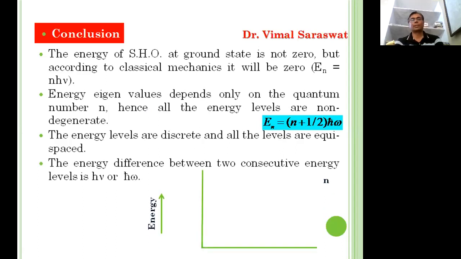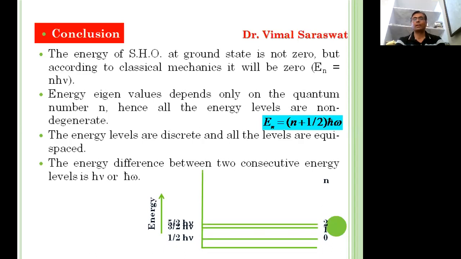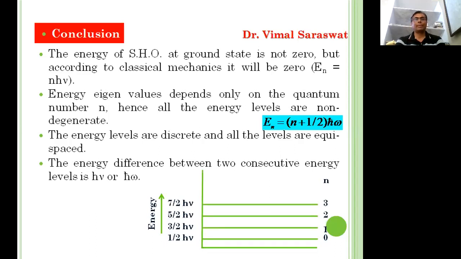Now we are showing here the energy levels. When n = 0, the energy is ½hν or ½ħω, which is the zero point energy. When n = 1, the energy will be 3/2 hν or 3/2 ħω. n = 2, the energy will be 5/2 hν. n = 3, the energy will be 7/2 hν. And similarly, when n = 4, the energy will be 9/2 hν.